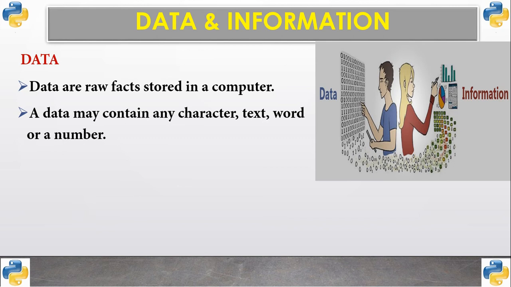So what other things can be data? Data can be a character, text, word or number. It can be anything. When we collect data about a student, the student's name, age, home address, father's name, mother's name, phone number, all of these are data. When we collect the details separately, the name is in characters, words, or a group of characters; age is in numbers; phone number is in numbers; address is in both numbers and text. So data can be in any form. This is what they call the raw fact, data.